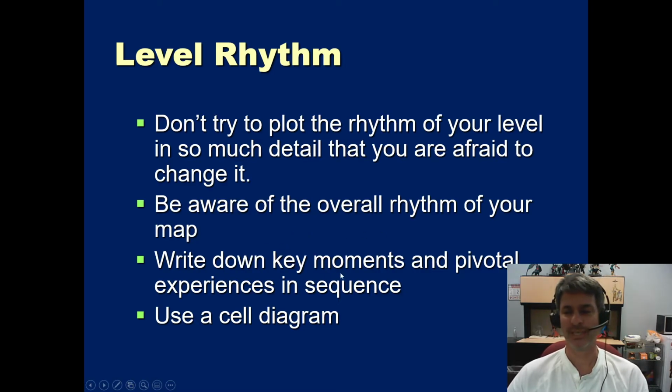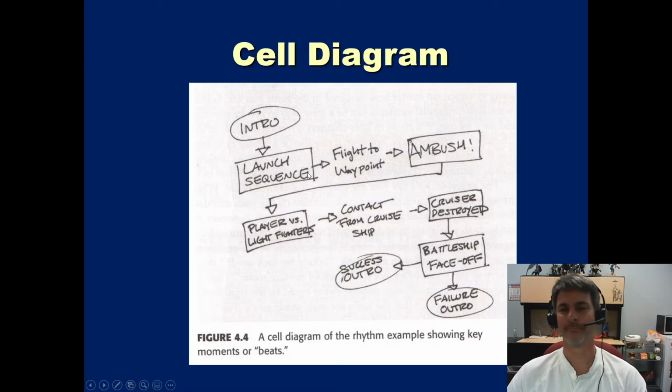Write down those key moments and pivotal experiences in sequence. What fun things are you giving them to do in the level? You'll have to write them down. So in doing that, we could write down a cell diagram. So let's take a look at what is a cell diagram.